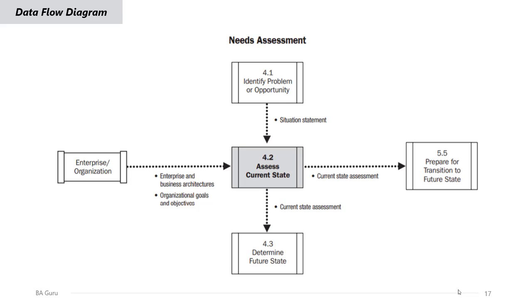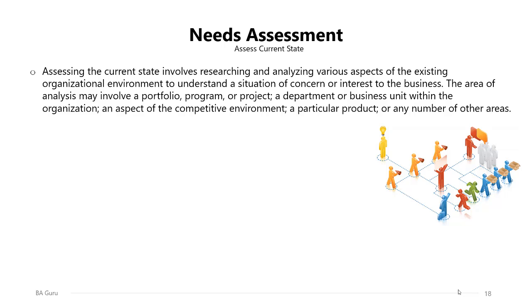The data flow diagram for this process, as shown, we will have inputs from the identify problem or opportunity process, the one we conducted earlier, and the input you will need will be the situation statement. From the enterprise or the organization, you will need the enterprise and business architectures and the organizational goals and objectives. The output will be the current state assessment, which will be used in 2 processes: determining the future state, which is part of the needs assessment, and preparing for the transition to the future state, which is part of the stakeholders' engagement.